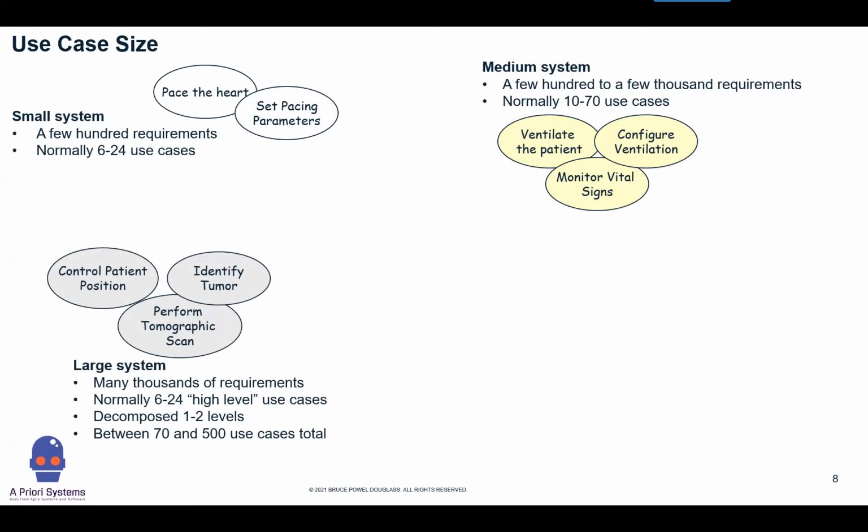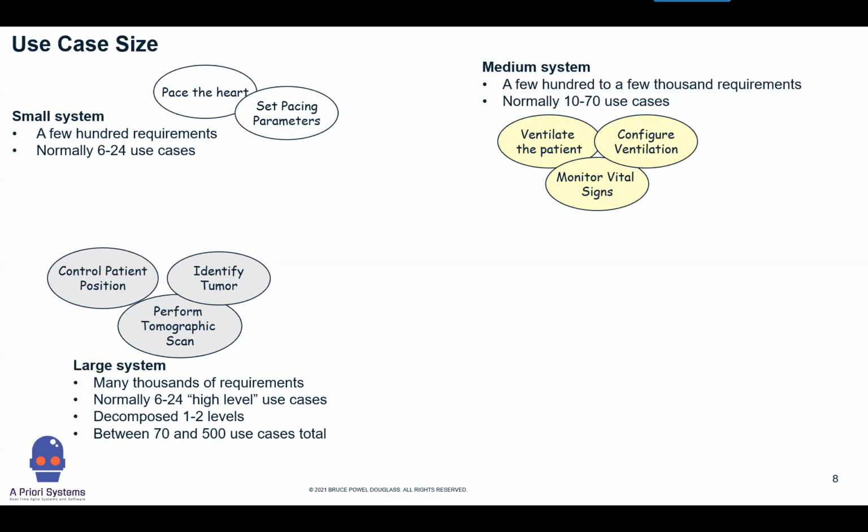Large systems like a tomography scanner, yes, I used to design those too. We might have use cases like control patient position as they go in and out of the rig, identify tumors, perform a scan, those sorts of capabilities of systems. So you've got many thousands of requirements. At this point, you start having 6 to 24 high-level use cases, which means that there are high-level and more detailed level use cases.